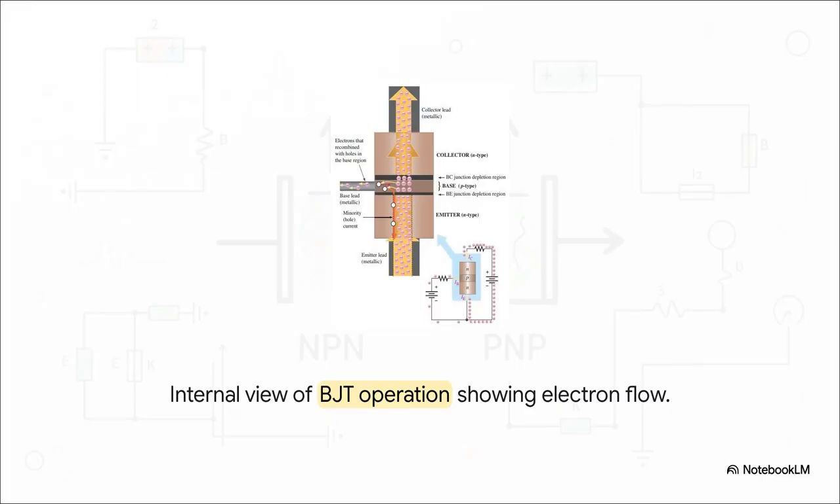Seeing how this plays out internally really brings those steps into focus. Think about the total emitter current entering the device. As it tries to pass through that tiny, thin, p-type base region, only a tiny fraction of those electrons actually recombine with holes to create our external base current. The vast majority of those free electrons just rush straight through, getting completely swept up into the collector.